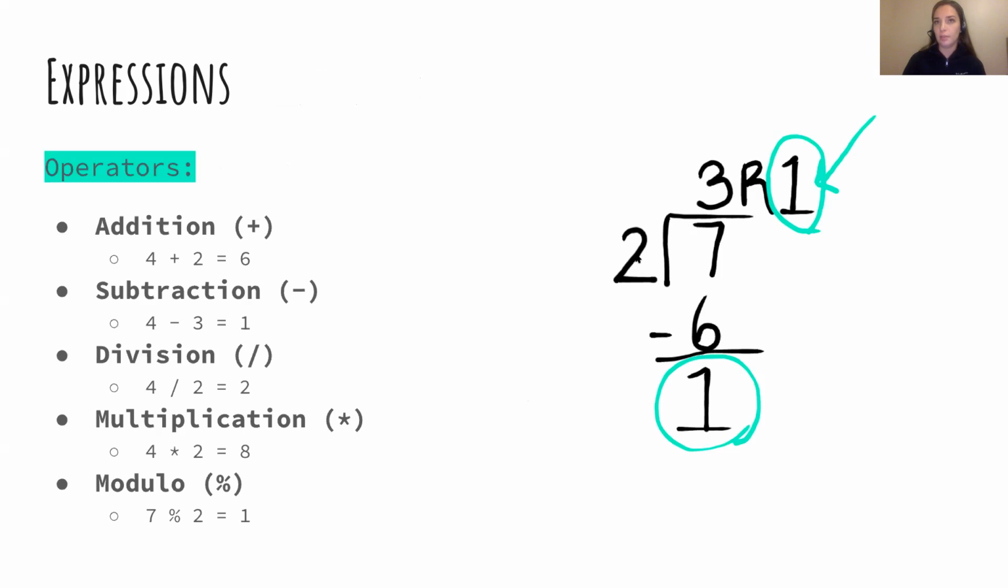We have 7 divided by 2. 2 goes into 7 3 times. We multiply 3 times 2 is 6. And we get a remainder of 1 here.